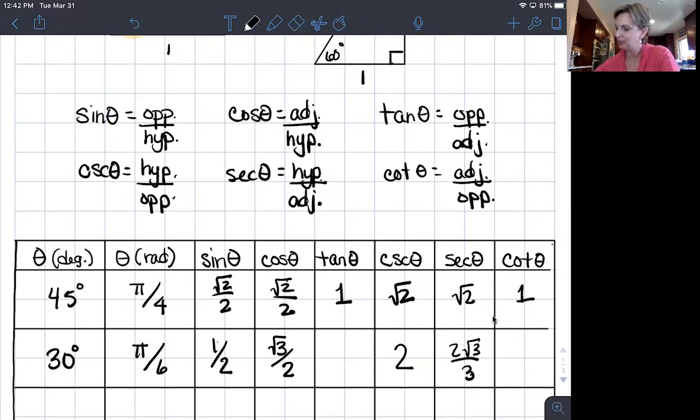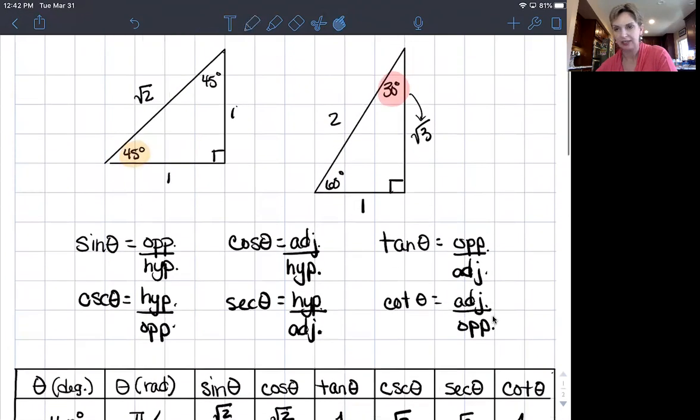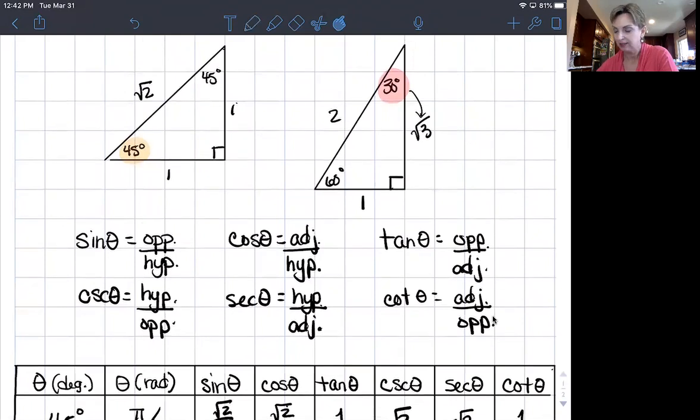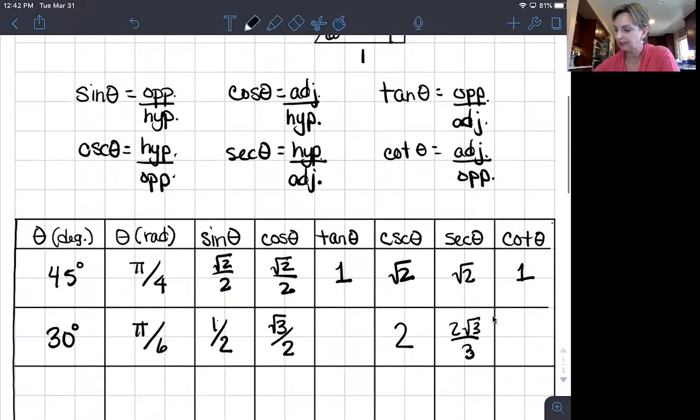Okay. What's the tangent of that 30-degree angle? Opposite over adjacent. Opposite 30 degrees is 1, and the adjacent is the square root of 3. So 1 over the square root of 3, it's the square root of 3 in the denominator again. So we have to multiply top and bottom by the square root of 3. And that simplifies to the square root of 3 over 3.